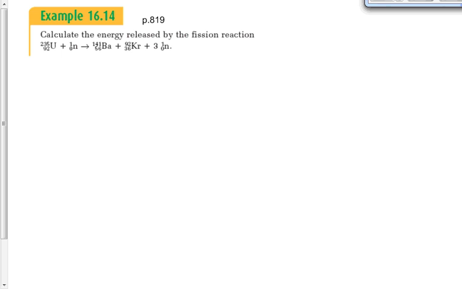Okay, this question says, calculate the energy that's released in this fission reaction. Listen, we know this is fission because one heavy thing becomes two or more lighter things. You got some neutrons in there, but they're irrelevant in determining what kind of reaction it is. Just look at this. One heavy, two lighter, got to be fission. We knew that already. But we don't know how much energy is released.